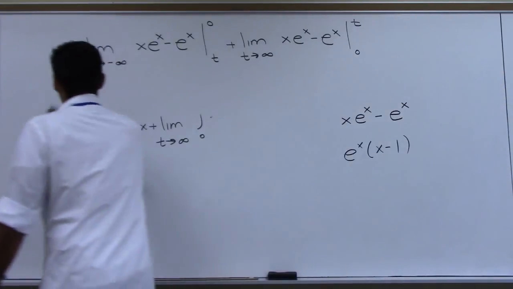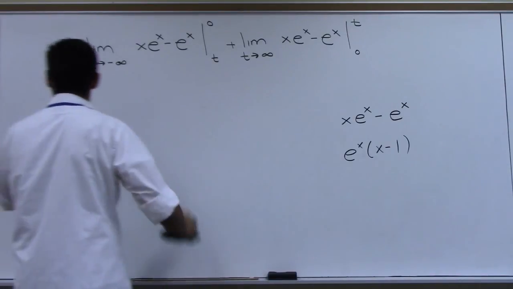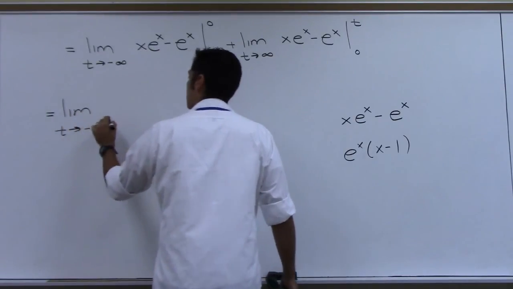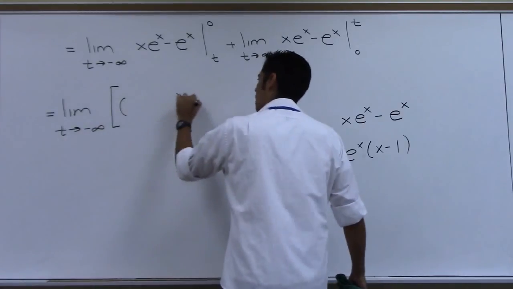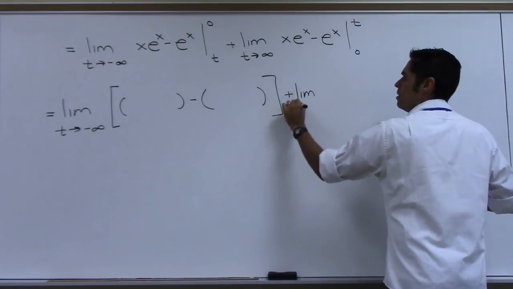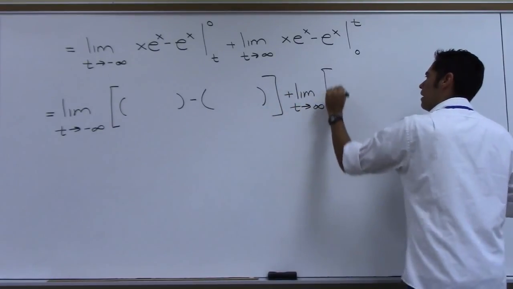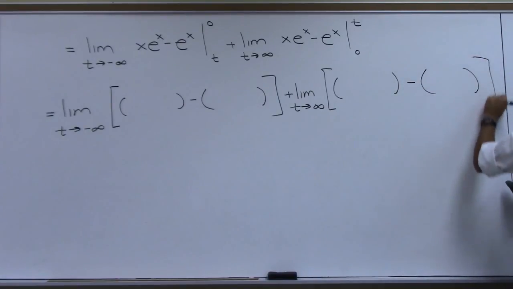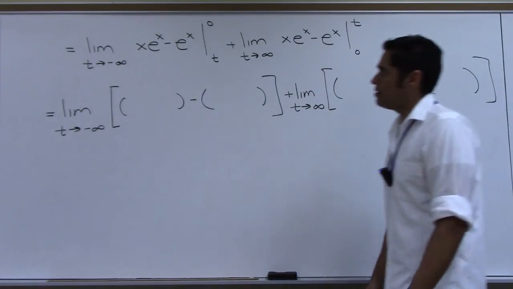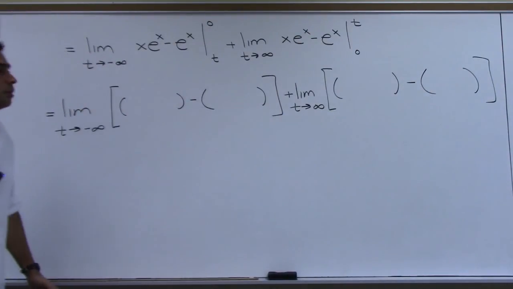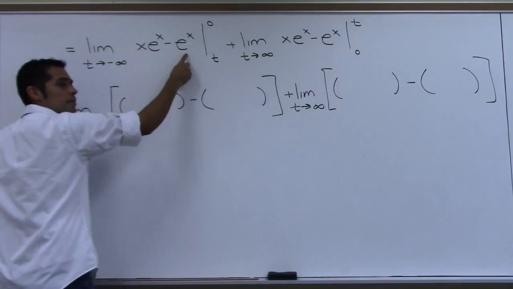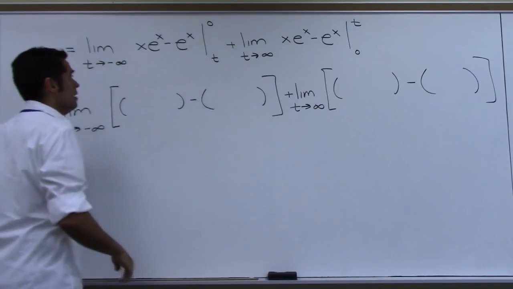All right, now I'm going to set up my little parentheses things that I've been doing. Limit as t goes to negative infinity of, in brackets, parenthesis minus parenthesis, close it out. And then I have another one of those. Limit as t goes to positive infinity, bracket, parenthesis, minus parenthesis, bracket. And let's try and plug 0 in first. If I plug 0 in, I get 0 minus what? 1, right? E to the 0 is 1. So I get negative 1.